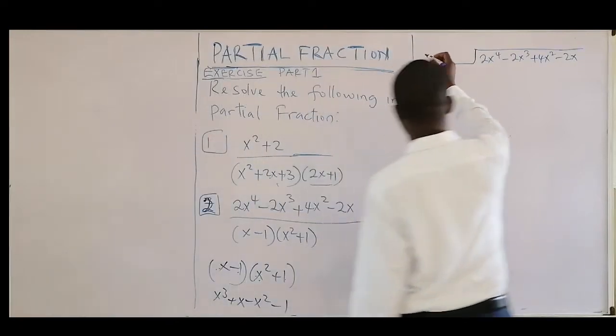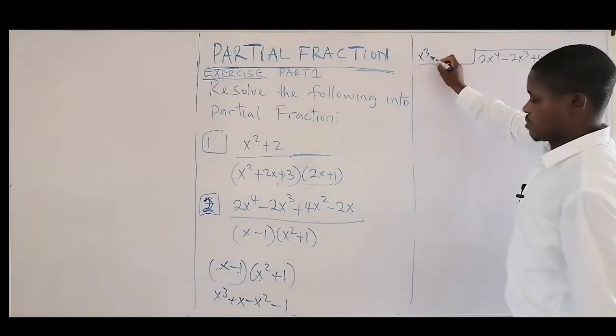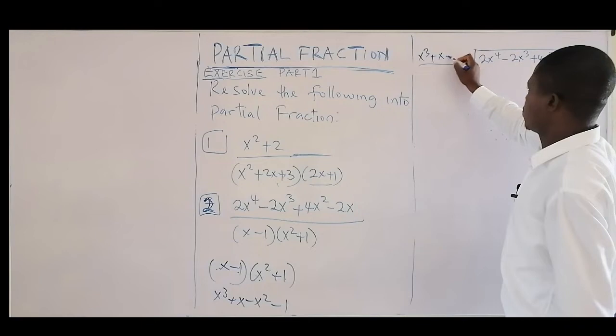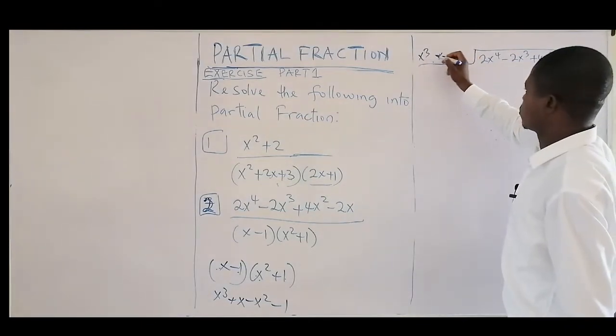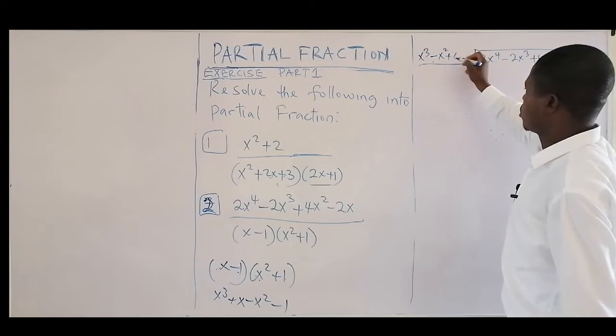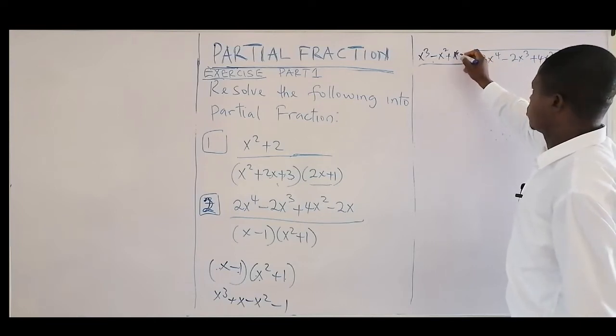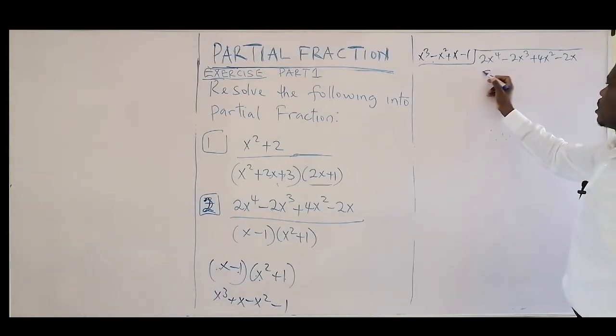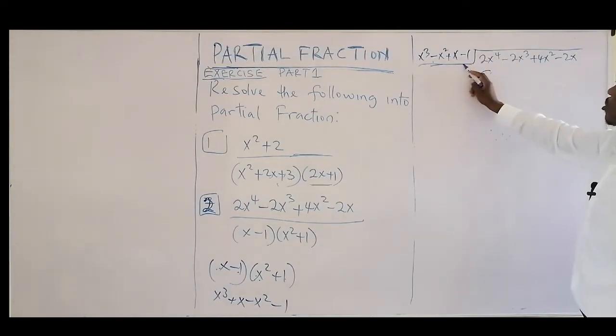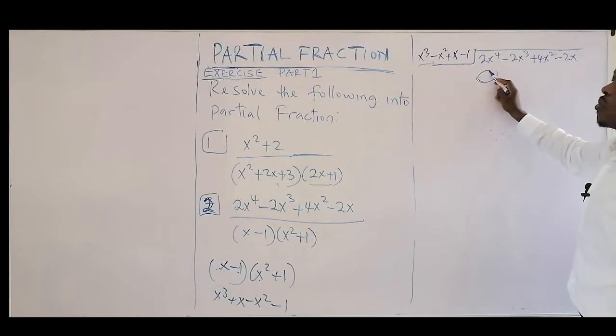So we have the divisor, we have x^3 plus x minus x^2, then plus x minus 1. x^3 minus x^2 plus x minus 1. So how do we get, what can we use to multiply this expression so that the first item here will be 2x^4? Okay, that will be 2x.